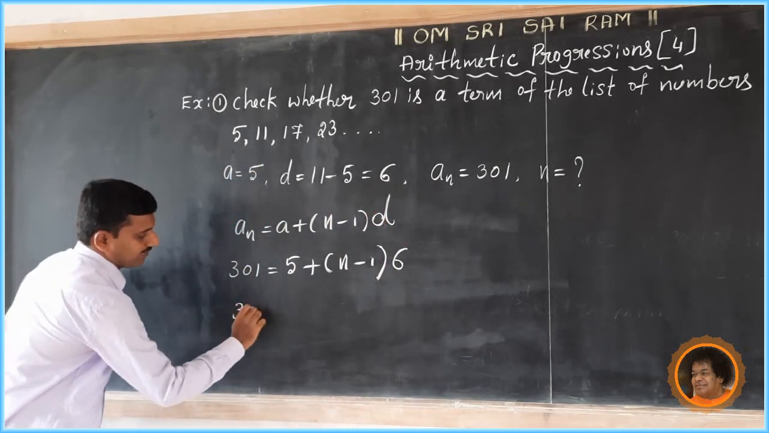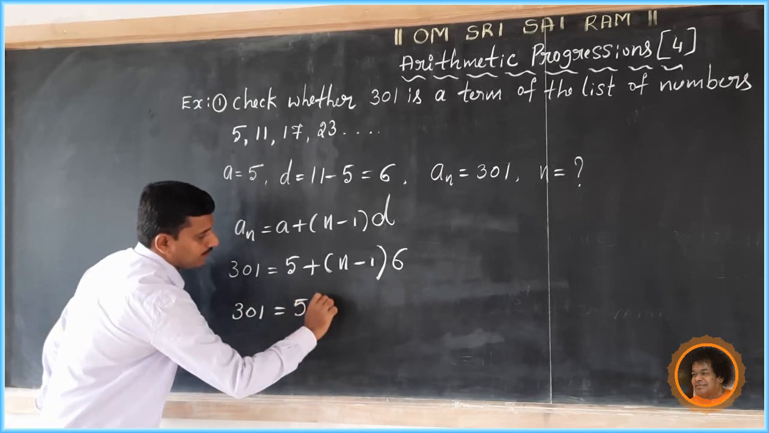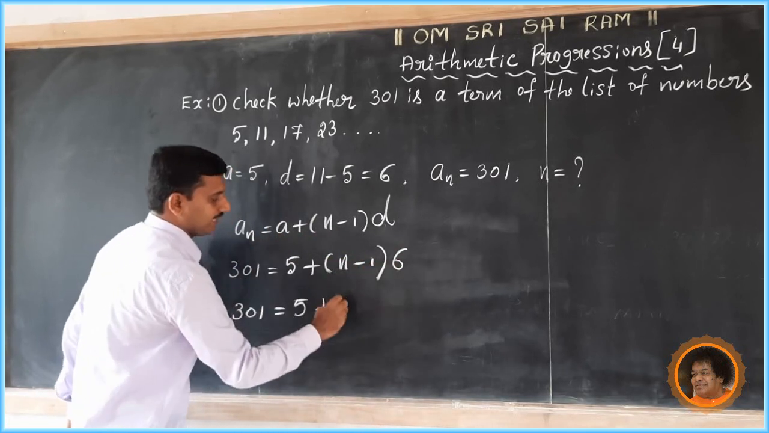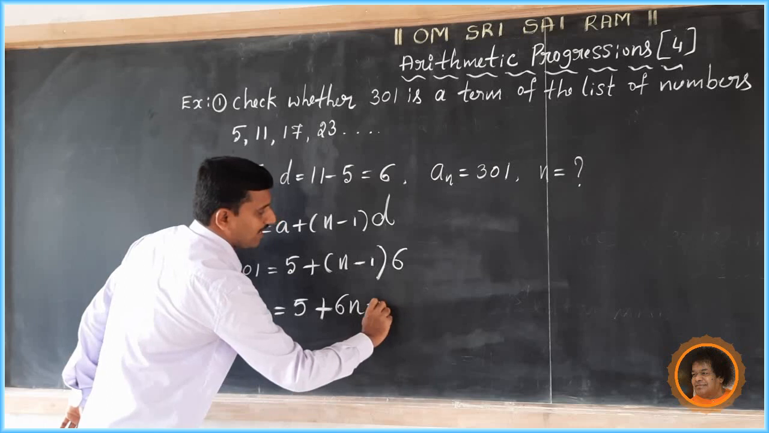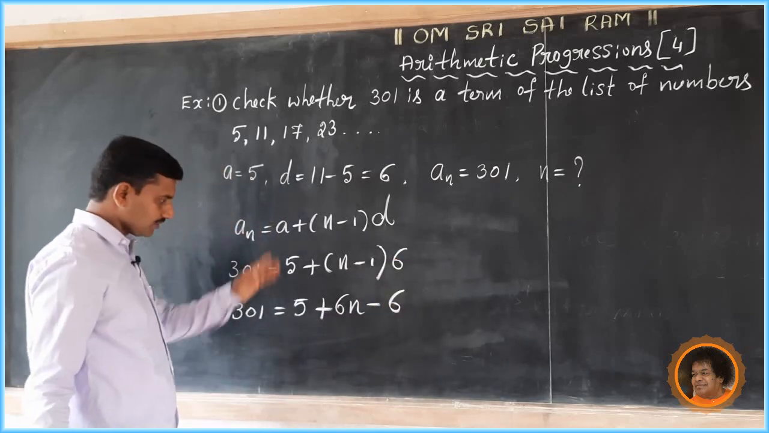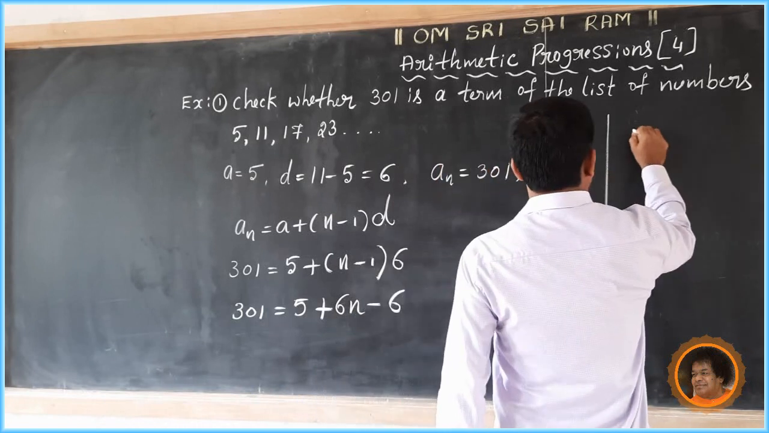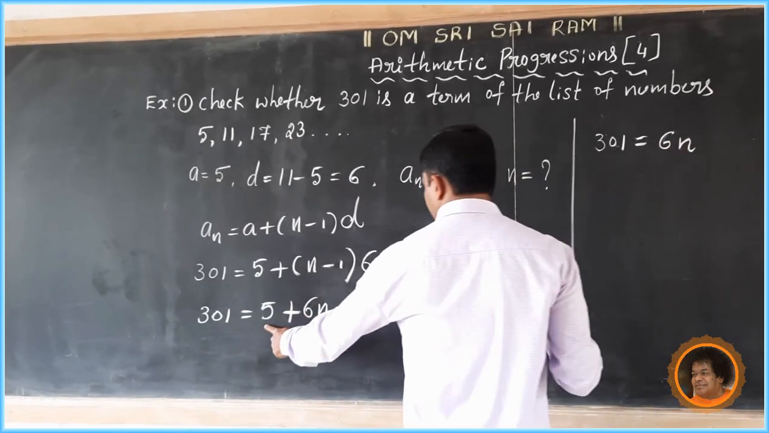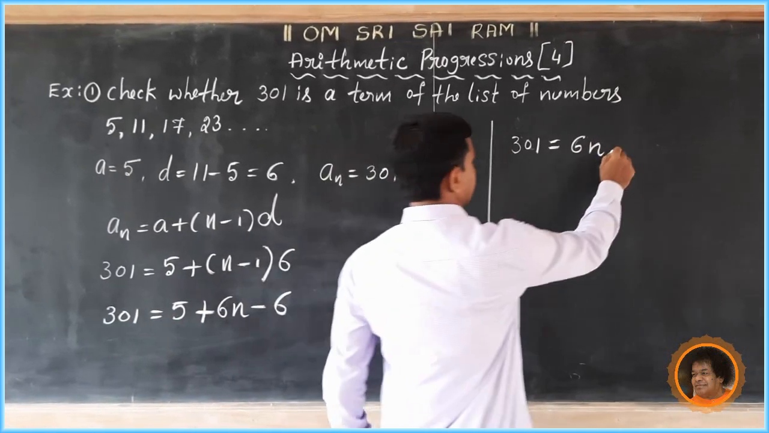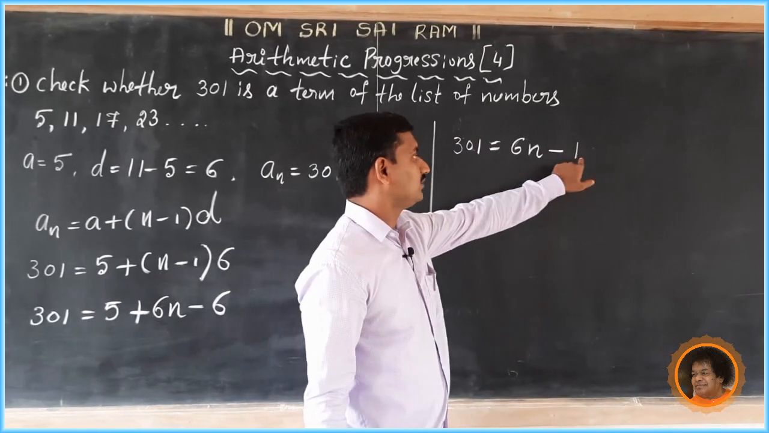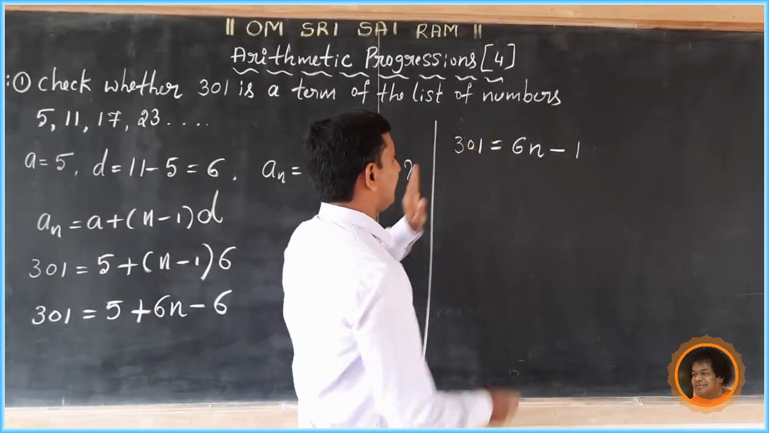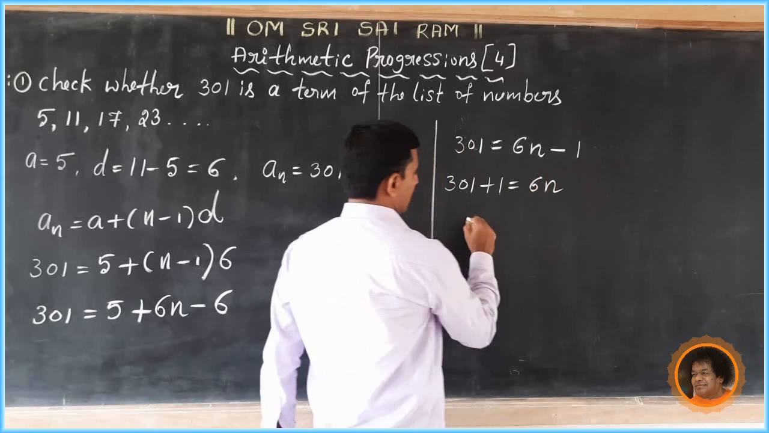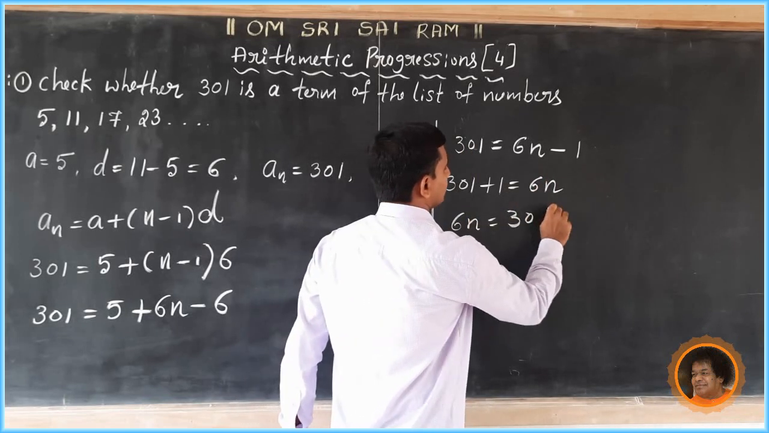Now simplify. So 301 equal to 5 plus, binomial, monomial. Now multiply each term of the binomial. So 6 into n, that is 6n, plus into minus, minus, 6 into 1, 6. Now simplify. 301 equal to 6n, 5 minus 6, that means minus 1. So minus 1, the constant term, transpose the constant term to the left hand side. 301 plus 1 equal to 6n, or 6n equal to 302.